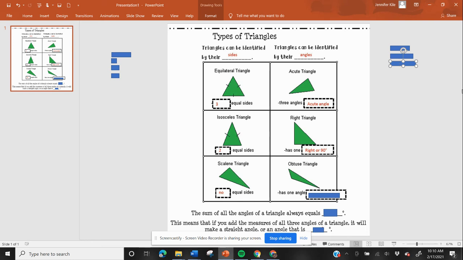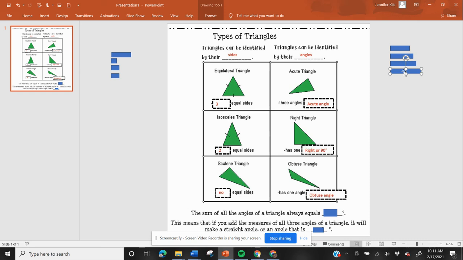The final triangle we're going to look at today is the obtuse triangle. And again, it has the two acute angles. And then the third angle is obtuse or greater than 90 degrees. So an obtuse triangle is going to have two acute angles and then one angle that is obtuse.